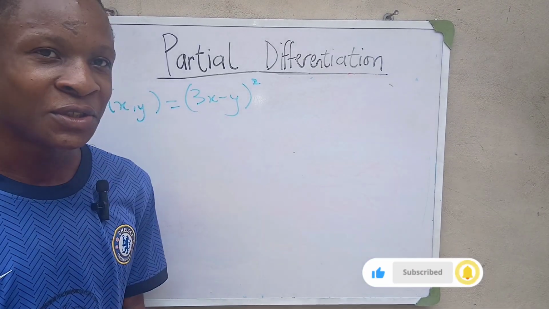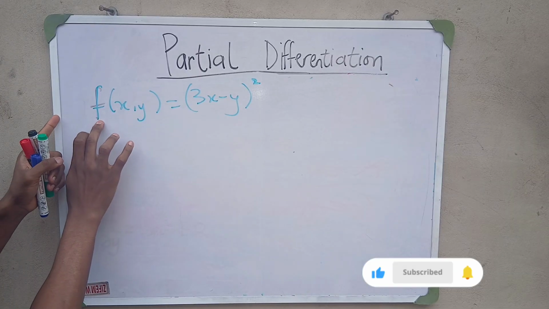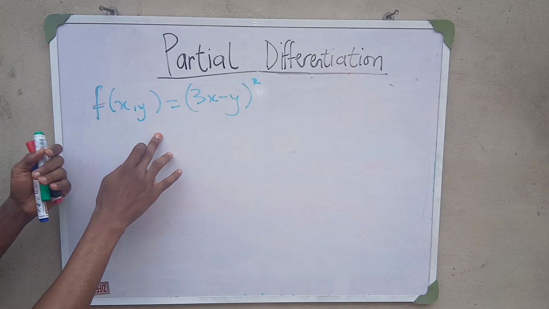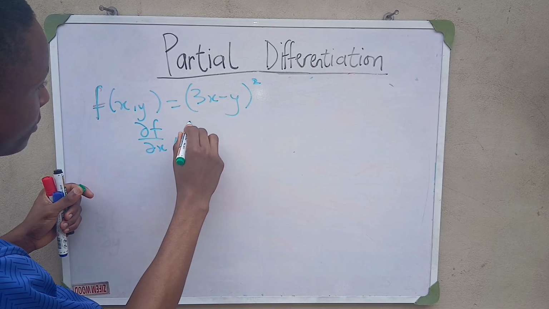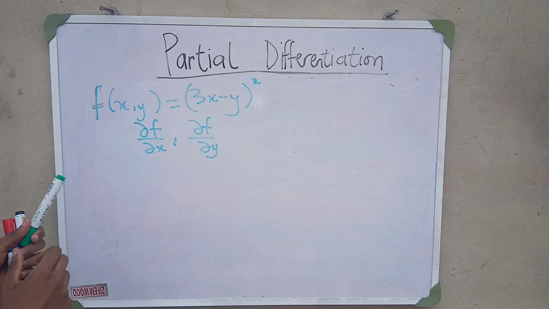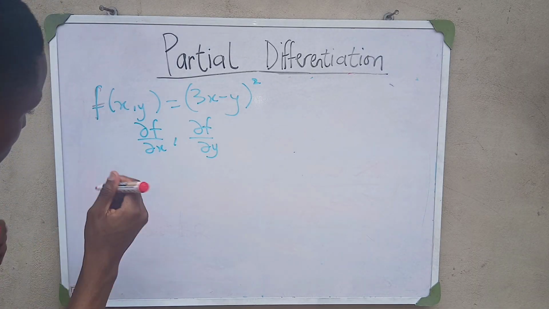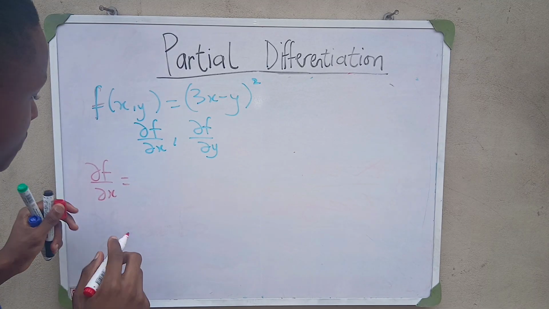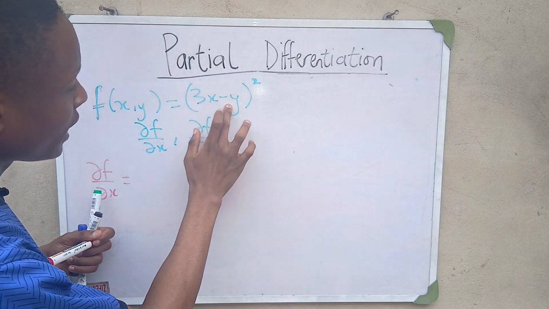Now we have another question. This function has two variables, which are x and y. So we are looking for partial f over partial x and partial f over partial y. So now let's start with partial f over partial x. Looking at the function, remember, since we are differentiating with respect to x, we keep y to be constant.